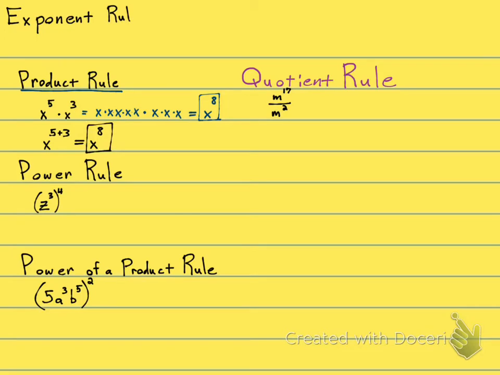All right, now let's talk about the power rule. Right here, the power rule. So this is z to the third to the fourth power. And once again, let me write it out the long way. You could write this as z to the third times z to the third times z to the third. There's 3 of them. Here's the fourth one, times z to the third. And you'll notice what you learned from the product rule, or if you counted them up, you'd have 1, 2, 3, 4, 5, 6, 7, 8, 9, 10, 11, 12. You would end up having z to the 12th power.